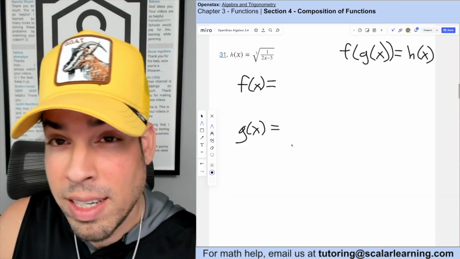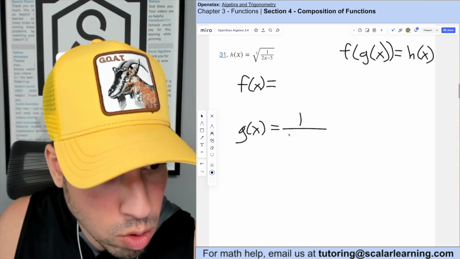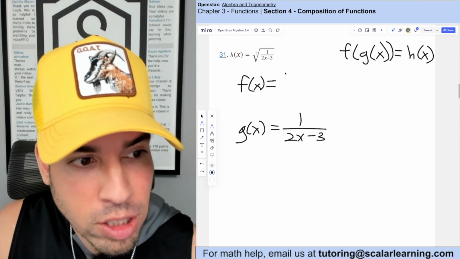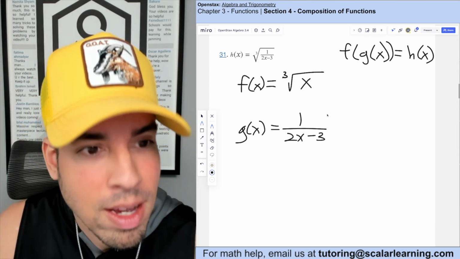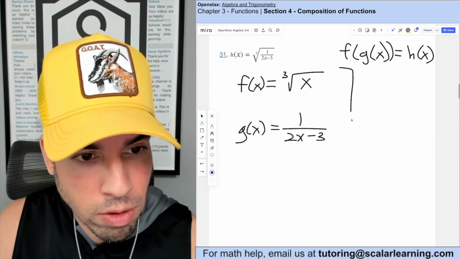Done. Once again, in this example, I'm making my g of x the internal part, which is literally 1 over 2x minus 3. And then nice and simple, I just got cube root of this entire piece. So I'll just make it cube root of x. And then when I take f of g of x, I'm just plugging this in for x. So here are your functions.